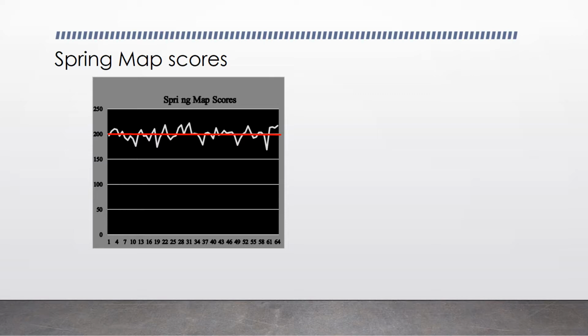For my spring MAP scores, the median had increased from 196 to 200, and this graph shows that 54 students out of 64 students had scored above the median.